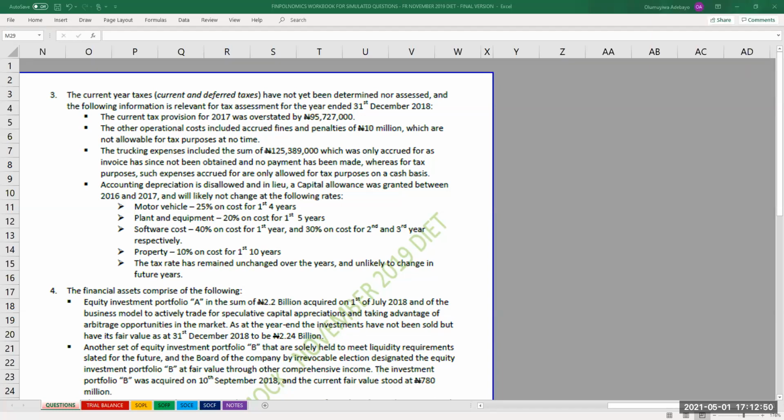Number three, additional information three. The current year taxes, current and deferred taxes, have not yet been determined nor assessed. And the following information is relevant for tax assessment for the year ended 31st December 2018. One, the current tax provision for 2017 was overstated by 95,727,000.